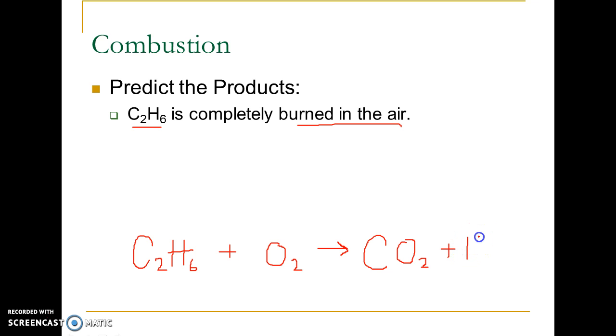Do not forget to use your reference table, page 6. This is a type 5 chemical reaction. Once you have predicted the product, you are going to balance this chemical equation. The coefficients for this chemical equation will end up being 2, 7, 4, and 6.